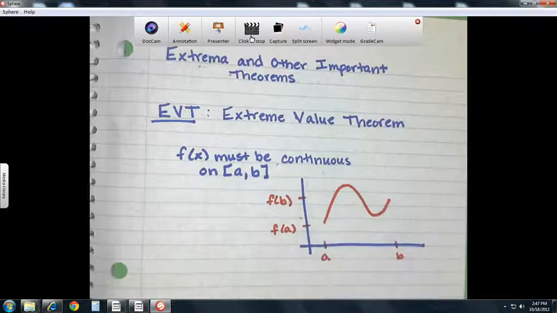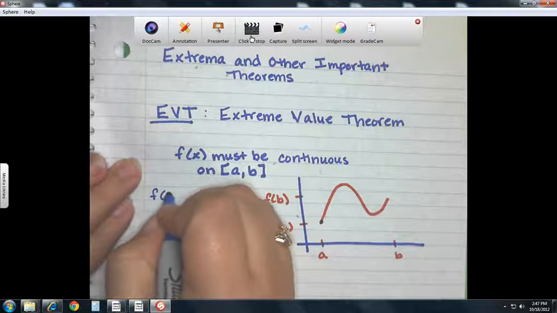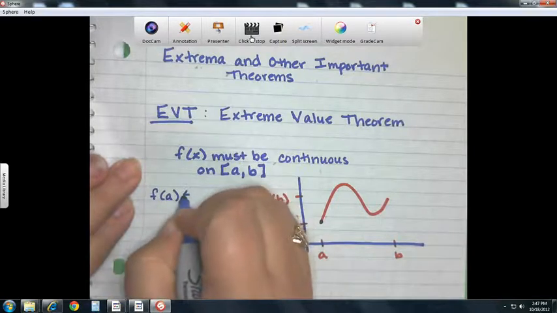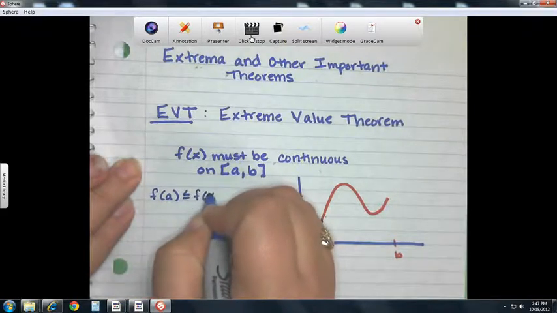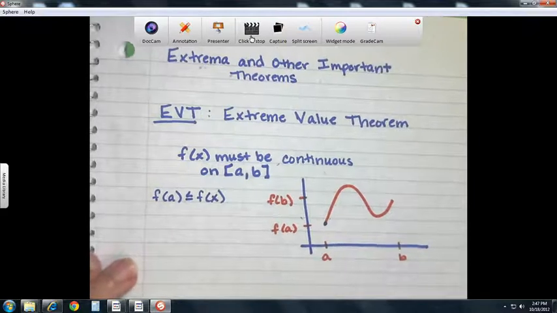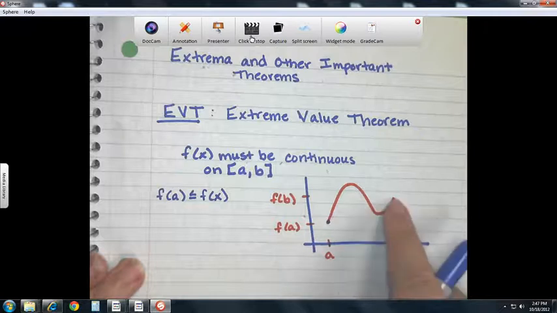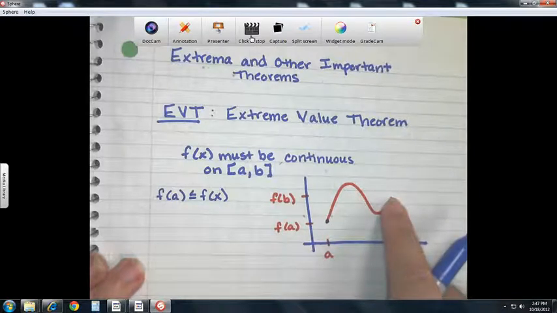So f of A is less than or equal to all other values on the function. F of A is less than or equal to f of x. So far, so good? Where is the absolute max? Is it f of B? Is that the highest point? No. It could be, but in this case it's not.